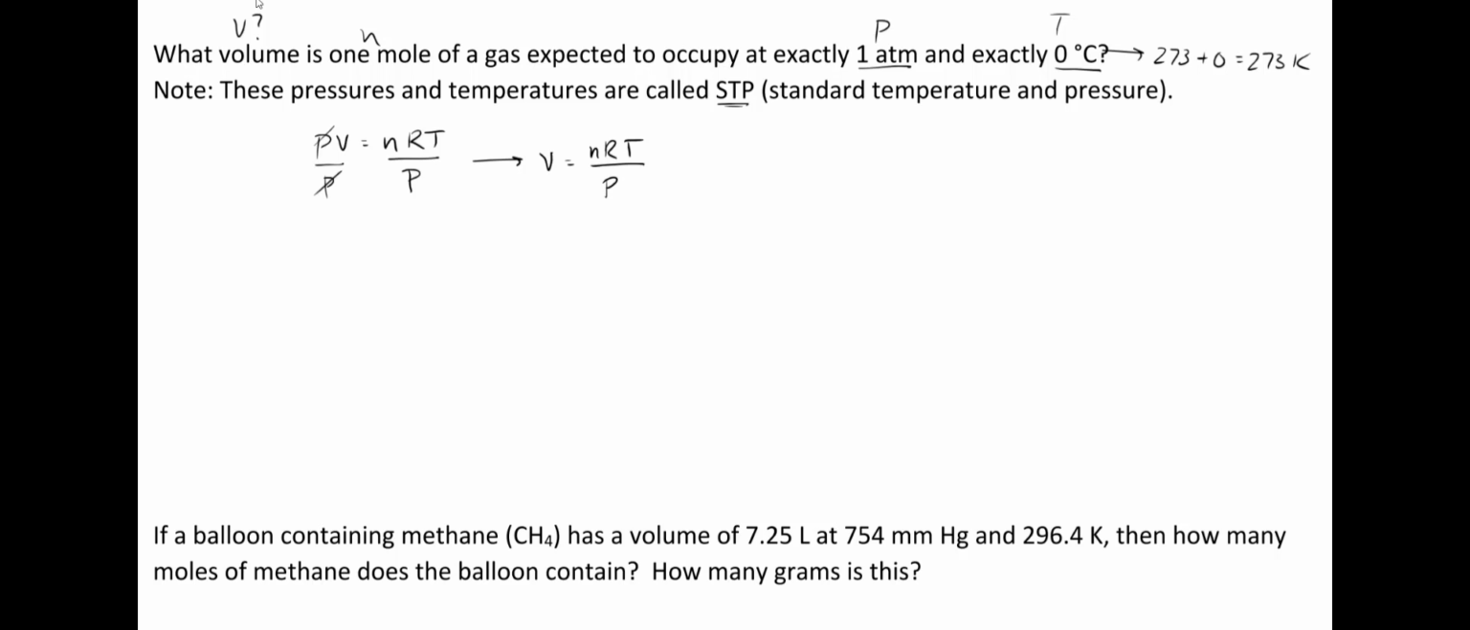Now we just need to stick numbers in and units. So n, we said 1 mole. R is 0.0821 liters times atmospheres divided by moles times kelvins. The temperature is 273. And the pressure we said was 1 atmosphere.